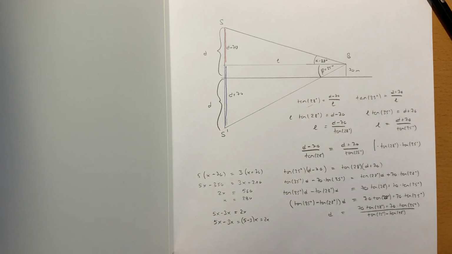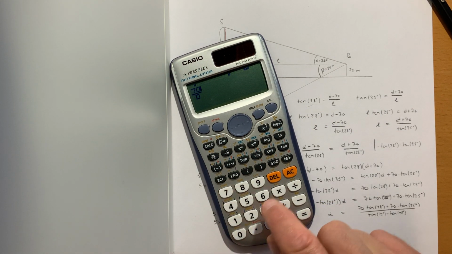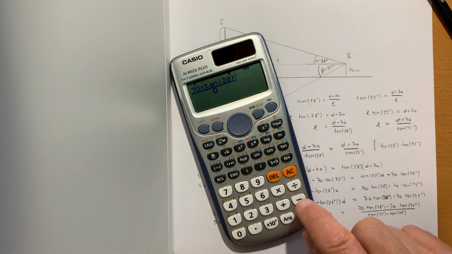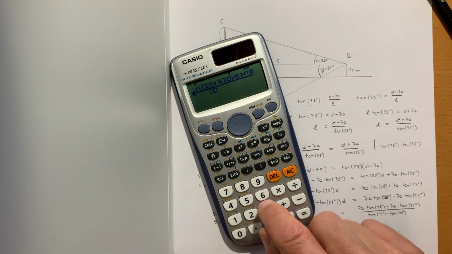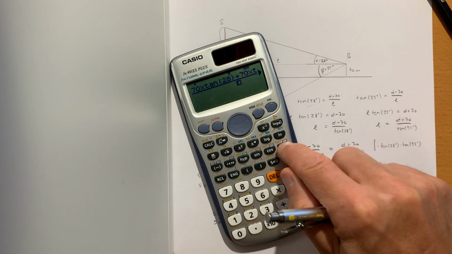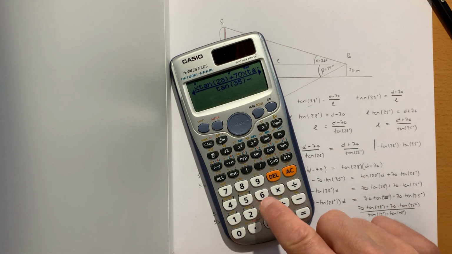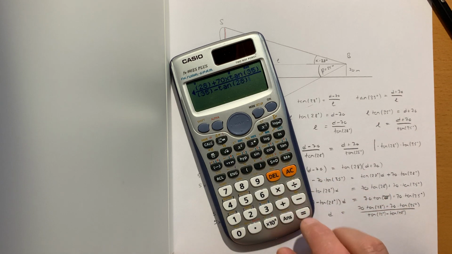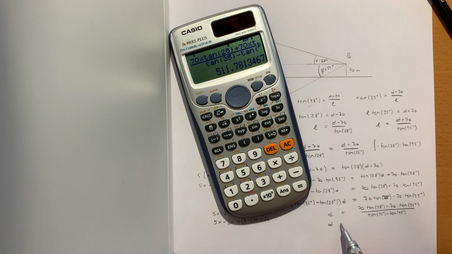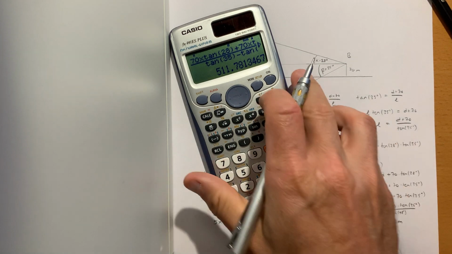Okay? So the good thing about this is the exact value. If you had worked with approximate values, you would get an approximate value here. But this is the exact value. So let's type that in now. Fraction 70 times tangent 28 plus 70 times tangent 35 divided by tangent 35 minus tangent 28, the exact value. You're going to get D is approximately equal to 511.78, which is roughly 512 meters. So the height above sea level is 512 meters.